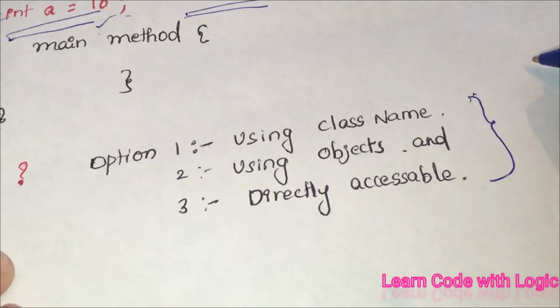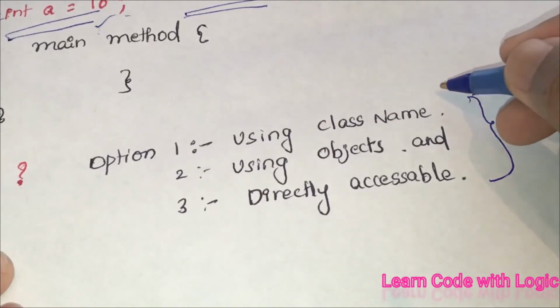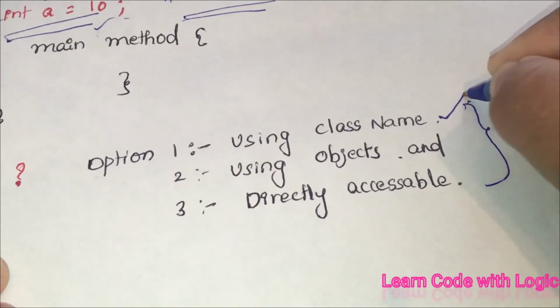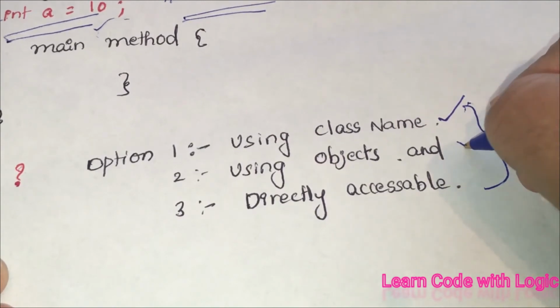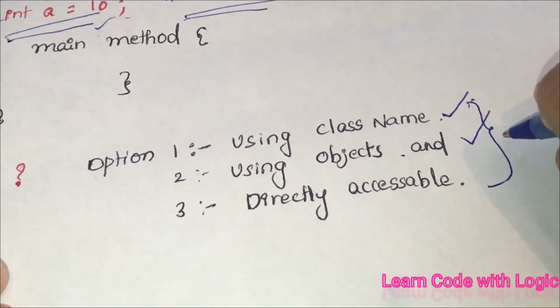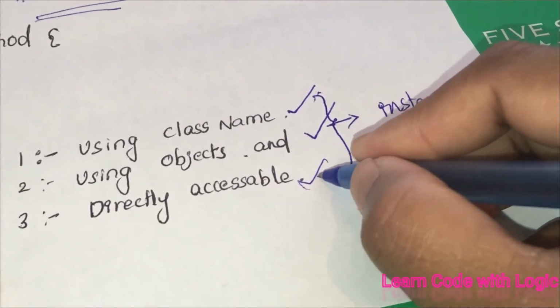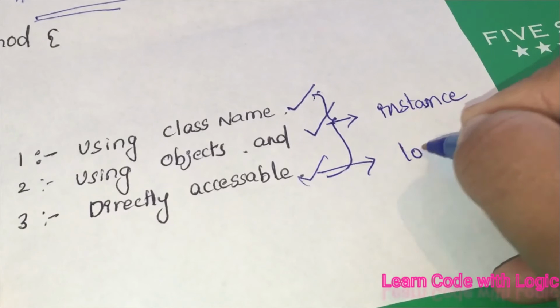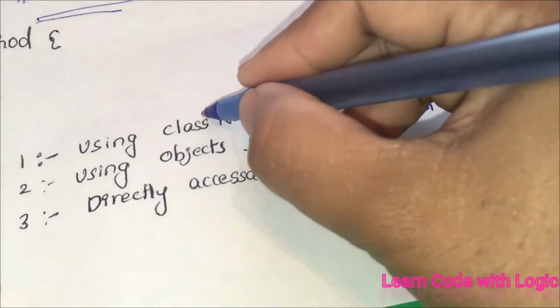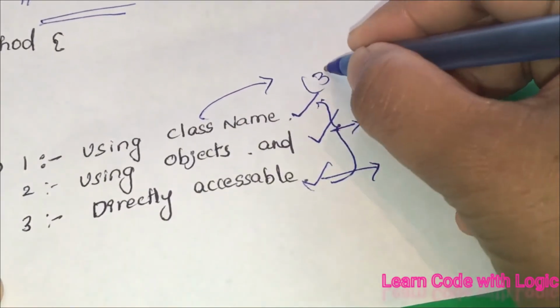For accessing static variables, we have three options. The first one is using the class name. The second one is using objects. This one is similar to instance variables. And we can call it directly, which is similar to a local variable. And the third is using the class name. So you have three options here.